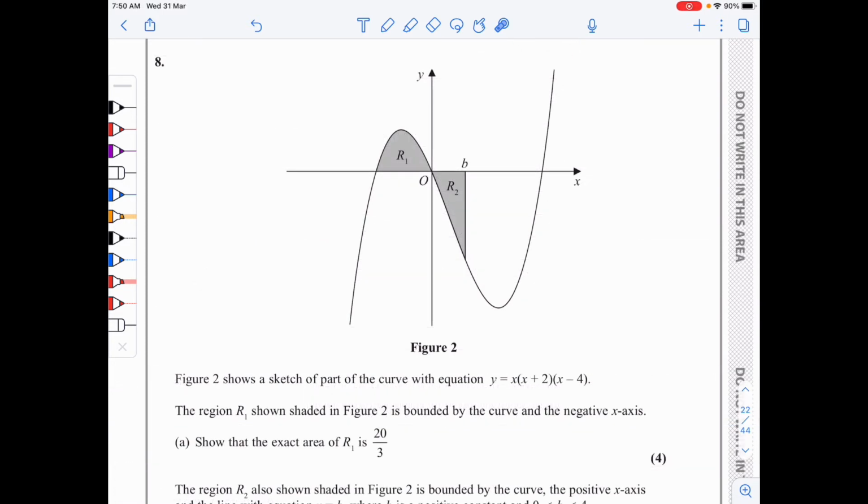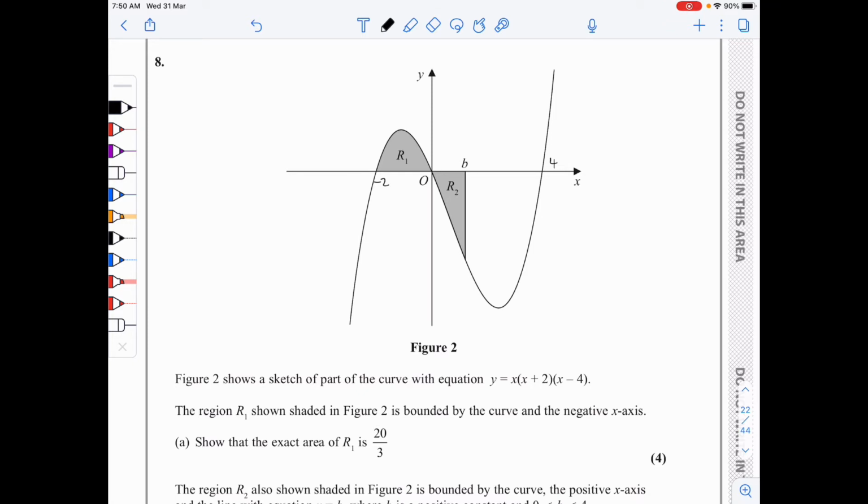In question 8, we've got a sketch of the curve shown here, with equation y = x(x + 2)(x − 4). We need to show that the exact area of R1 is 20 over 3. So by inspection, we know that the cuts on the x-axis are at minus 2 and 4.